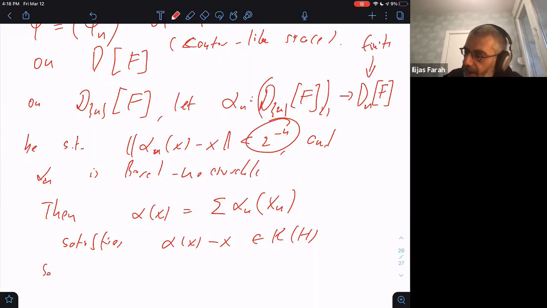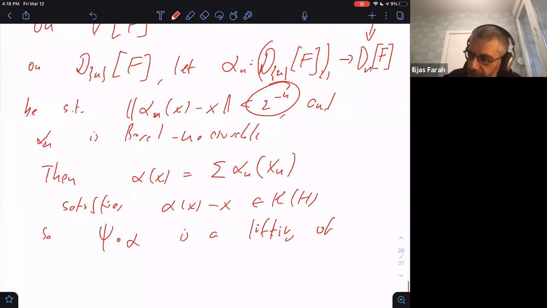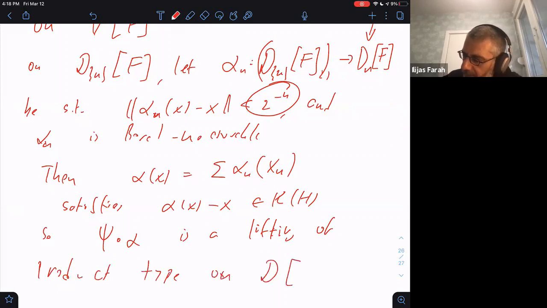Right, so let's see. Psi composed with alpha is a lifting of product type on script D of F. Right, so basically I was making fuss over nothing really.